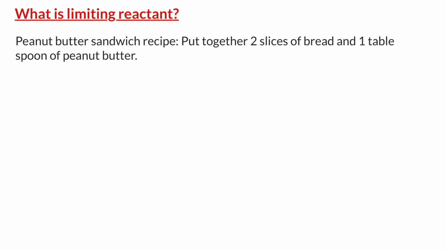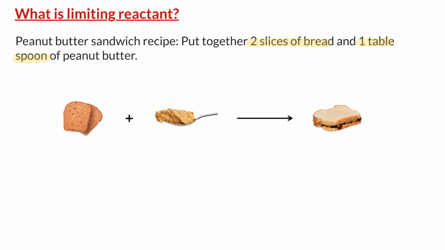For example, we are in a kitchen and preparing some peanut butter sandwiches. The recipe to prepare one sandwich is to put together 2 slices of bread and 1 tablespoon of peanut butter. We can treat this as a chemical reaction and represent it in the form of a chemical equation. That is, 2 slices of bread combines with 1 tablespoon of peanut butter to form one sandwich.